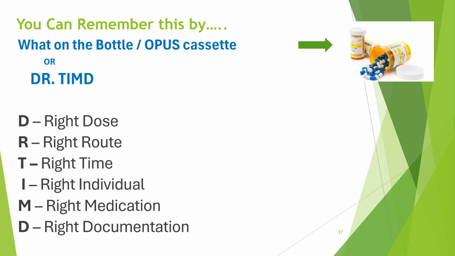It's really important to know the 6 R's. You'll need to know those for when you work with individuals to make sure you got the right dose, the right route, the right time, the right individual, the right medication, and right documentation.